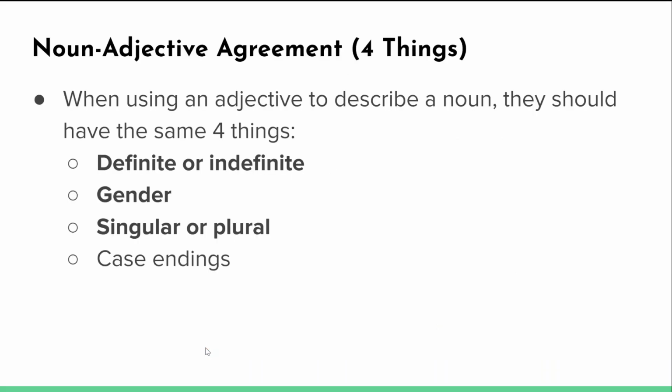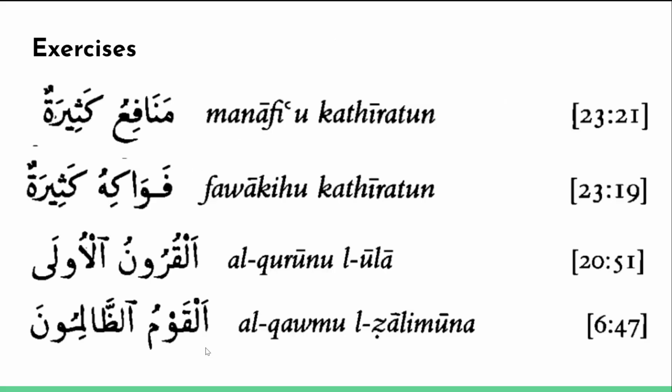Alright, so to recap, nouns and adjectives have to agree on three things: definiteness or indefiniteness, gender, and now we've covered the third one, singular or plural. And in the next lesson, we'll take a look at case endings as well. Okay, so that's it for today's lesson. Let's do a few exercises.